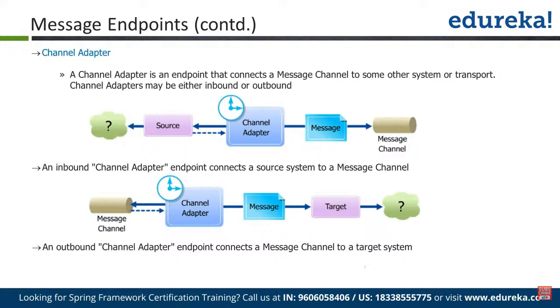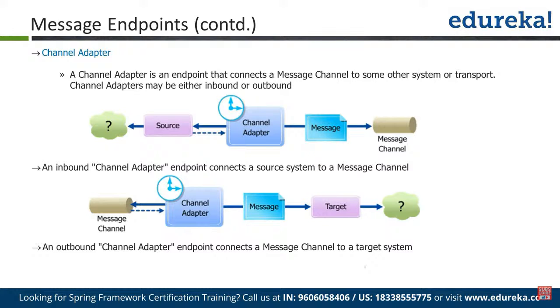So the adapter is the point where you can bifurcate the request. You can choose that if the request is for the profile, then call the profile service, the update image profile service. If the request is for a logo, then call the update logo image service. The same way we have adapters in messaging, just to bifurcate the request depending on some business requirement. So a channel adapter is an endpoint that connects a message channel to some other system or transport. Channel adapters may be either inbound or outbound.